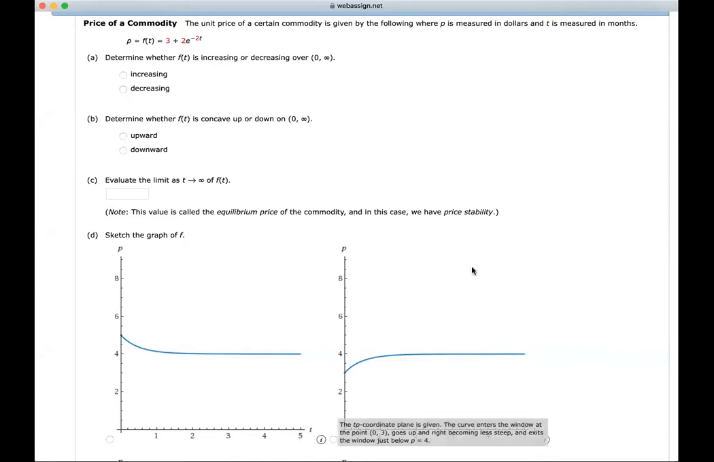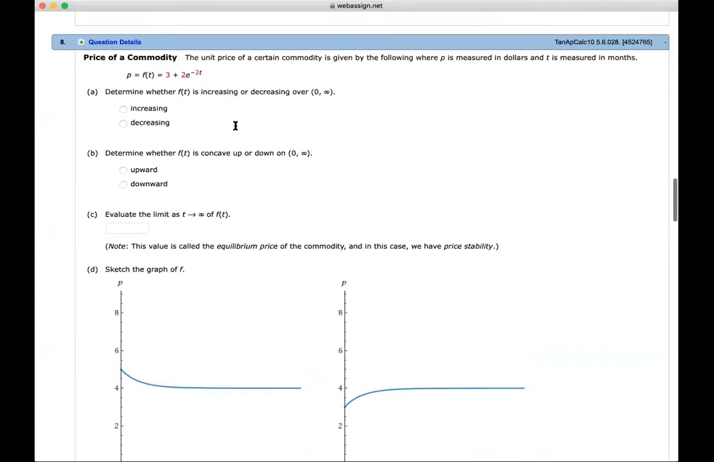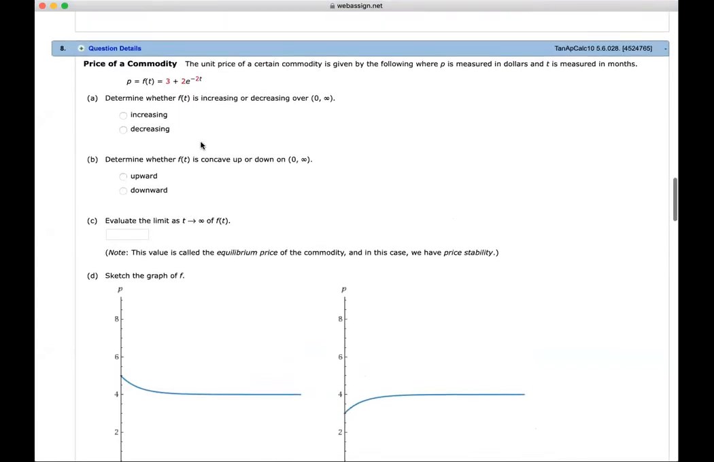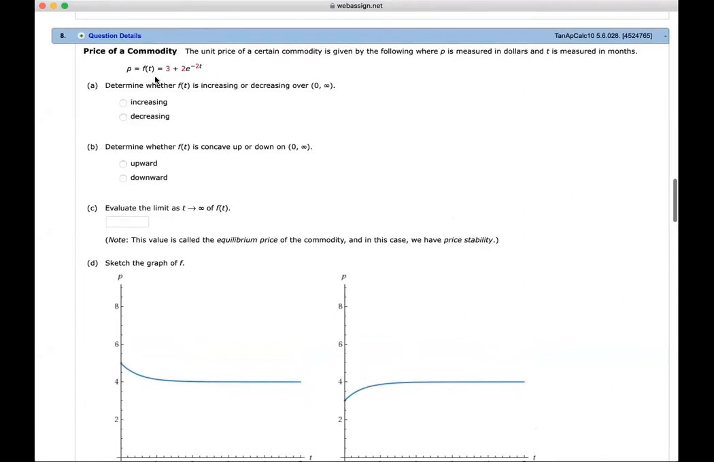Today I want to do, I think, problem 8 from assignment 5.6 in WebAssign. So I'll take a look at that. Here we have the price of a commodity modeled by an exponential function, f of t equals 3 plus 2e to the negative 2t. Again, your problem will vary a little bit in the coefficients and constants that you encounter, but the format of the problem should be the same. You've probably seen a bunch like this already.